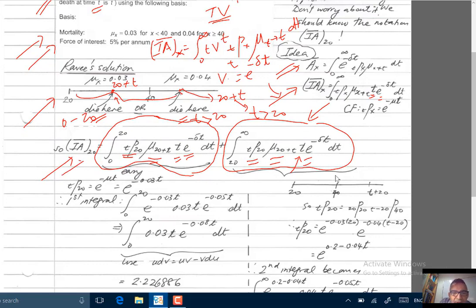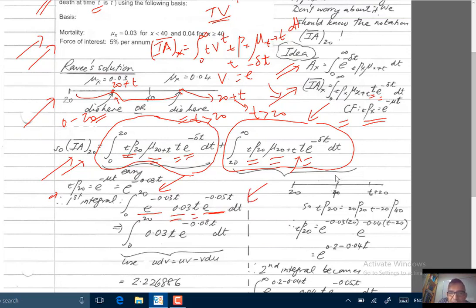This is pretty easy, because we are going to use the idea that for a constant force model, tpx, remember, is e to the power of minus mu t. So tp20 here will be e to the power of minus mu t. What's mu? 0.03, and we have this. Good. So the first integral is e to the power of minus 0.03 t, and then I have my force of mortality, which is 3%, and then I have my t, and I have e to the power of minus delta t. What is delta? 5%. They gave me that in the question. So I have this integral set out.